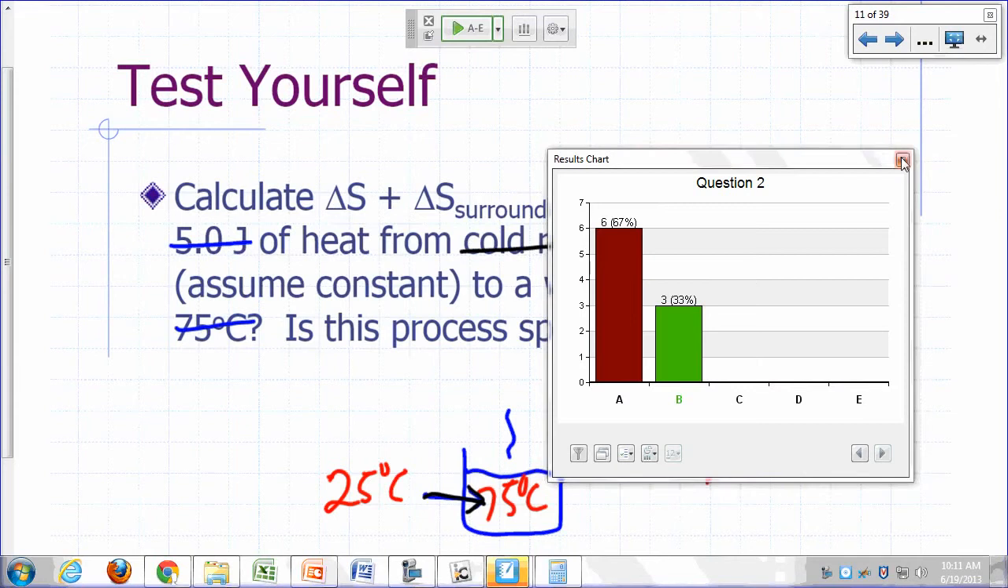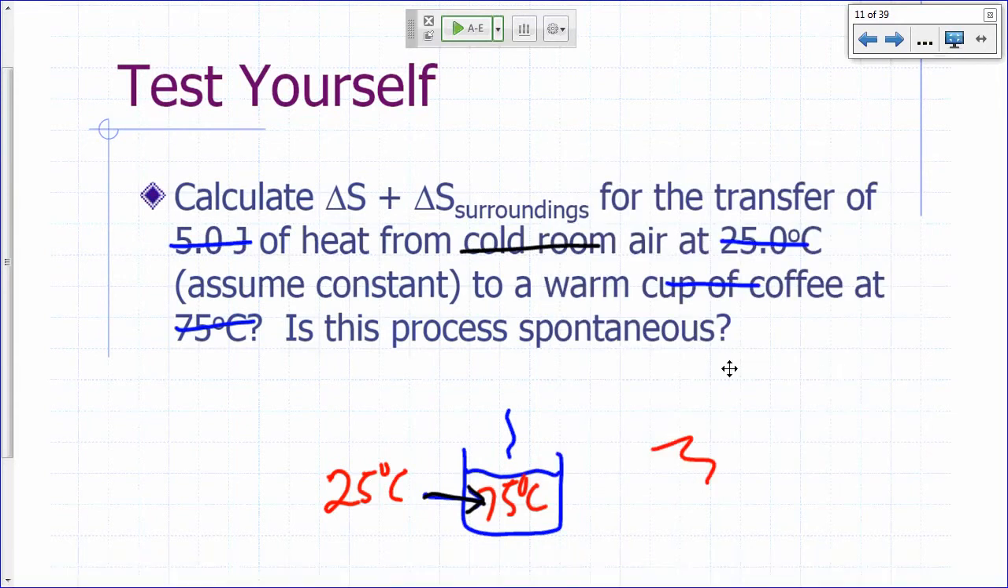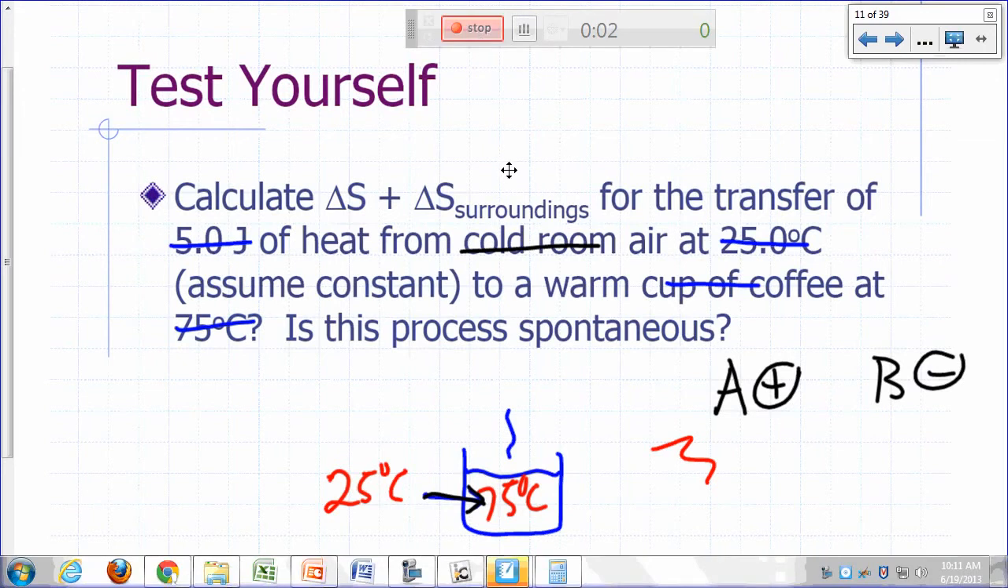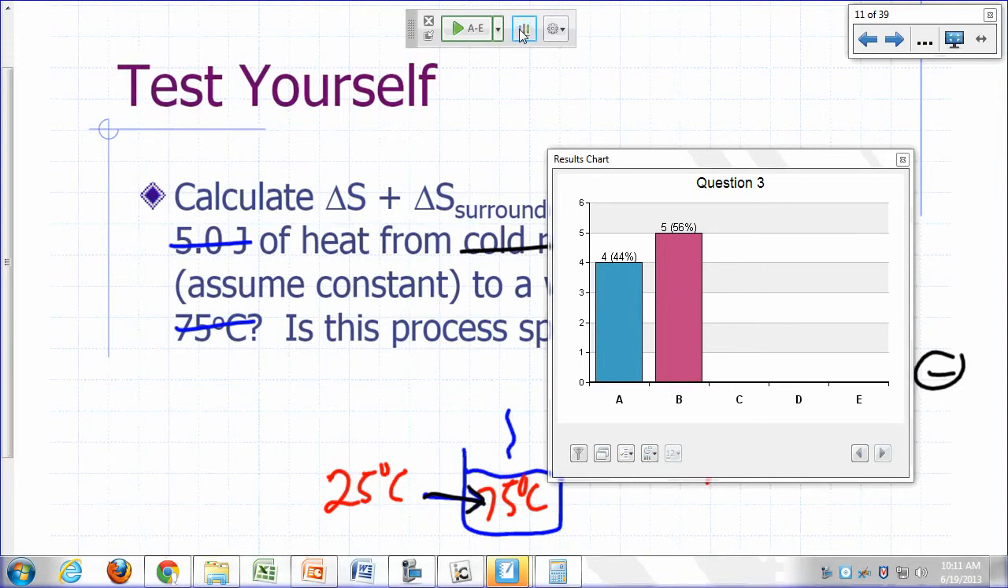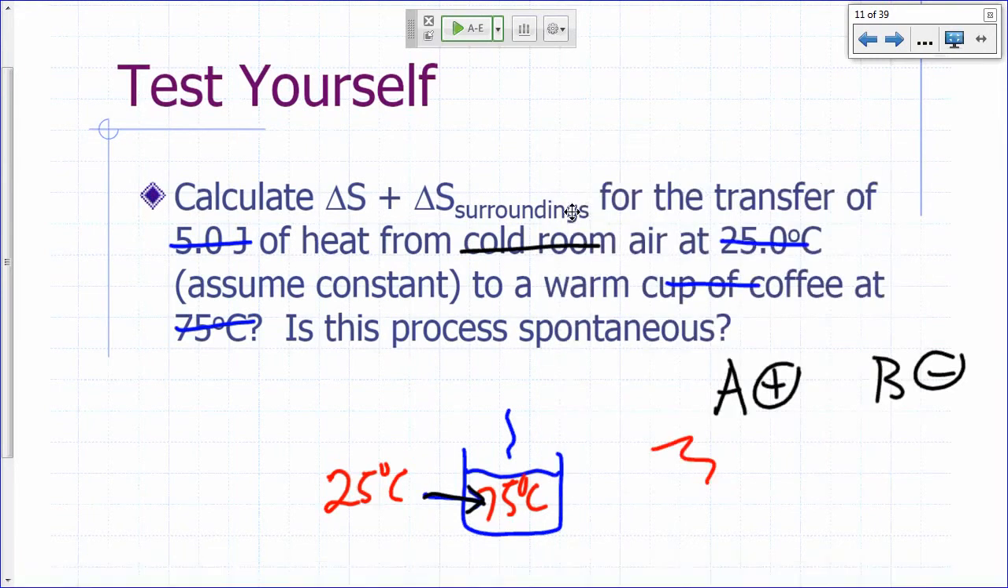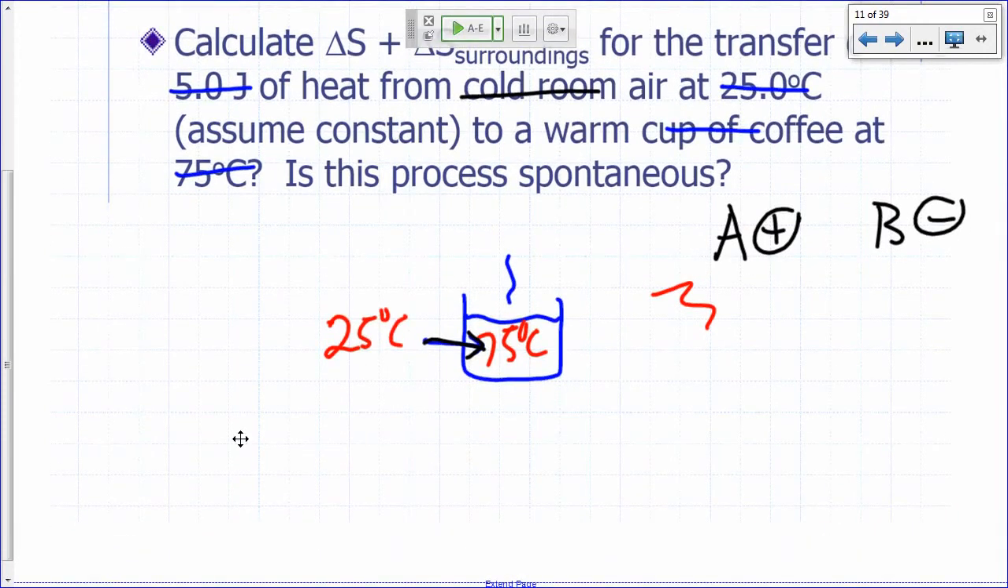So do you expect delta S for this to be A, positive, or B, negative for the universe? What does the second law say? If the process is spontaneous, delta S is positive. Since this is not spontaneous, delta S is negative. It's a non-spontaneous process, so delta S is negative. Can we calculate delta S for this?